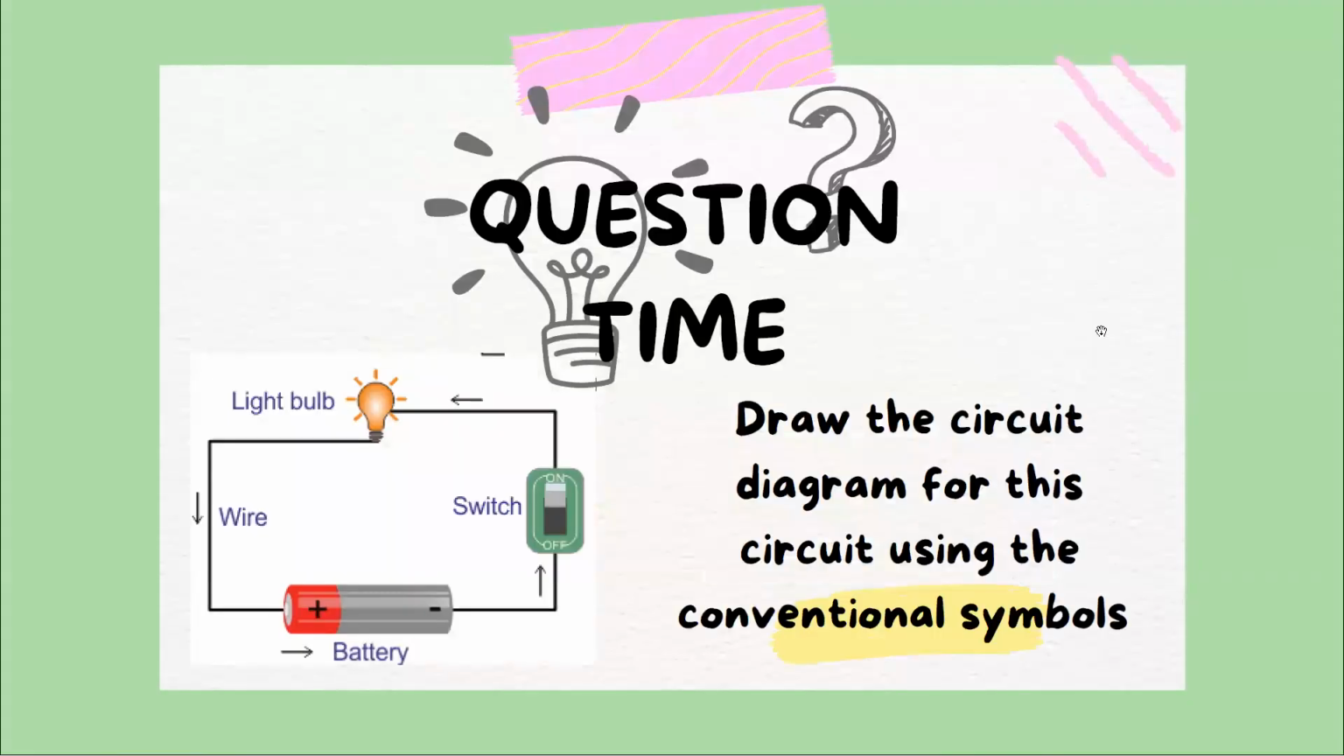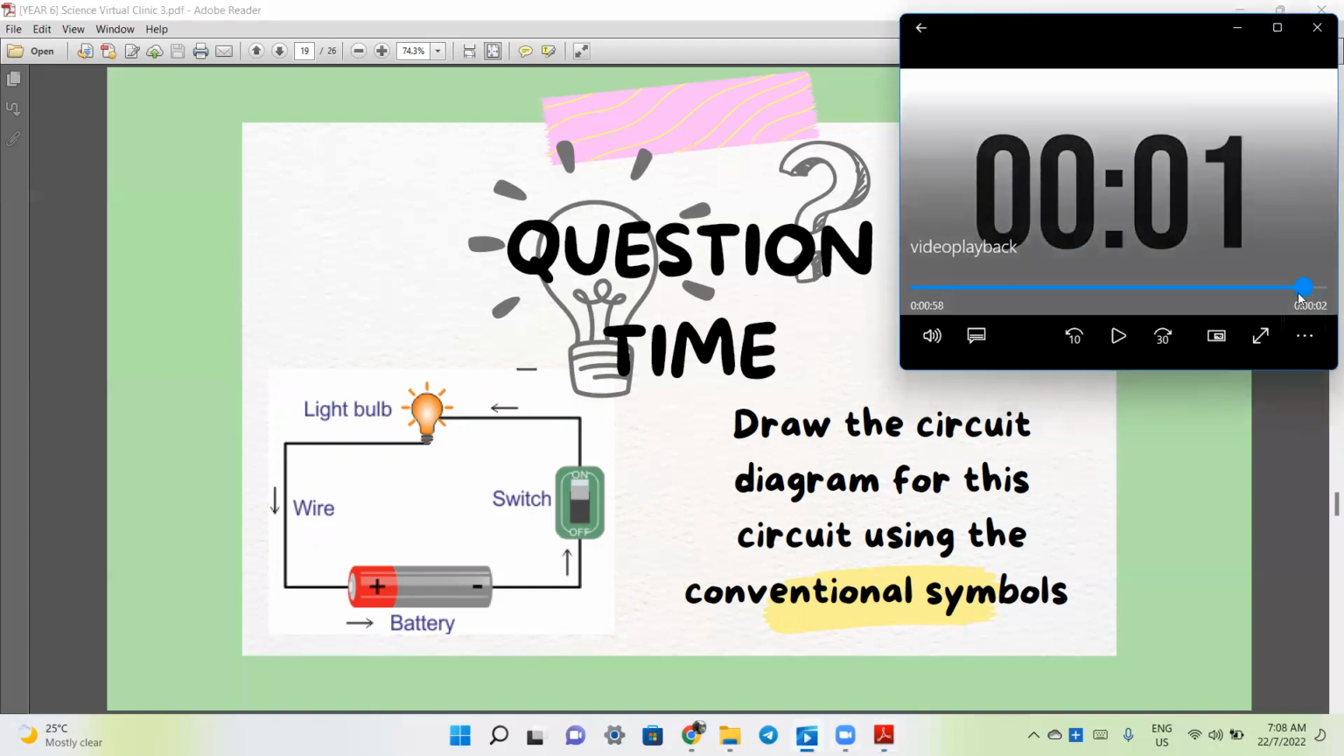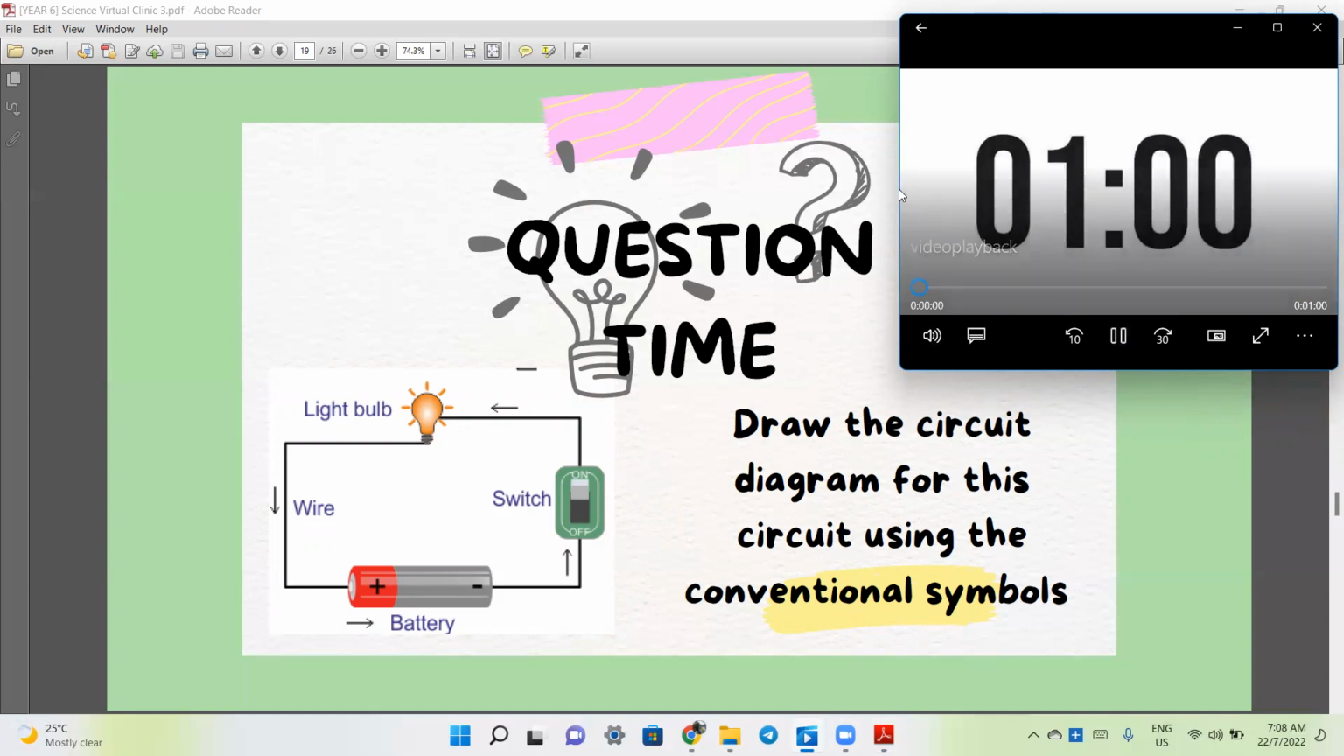Now before we begin, I want to start off with a question. Since you've already learned the parts of each of these components and their symbols, can you draw out the circuit diagram for this circuit using the conventional symbols? Draw it on a piece of paper. I'll give you 1 minute, then you can check your answers.